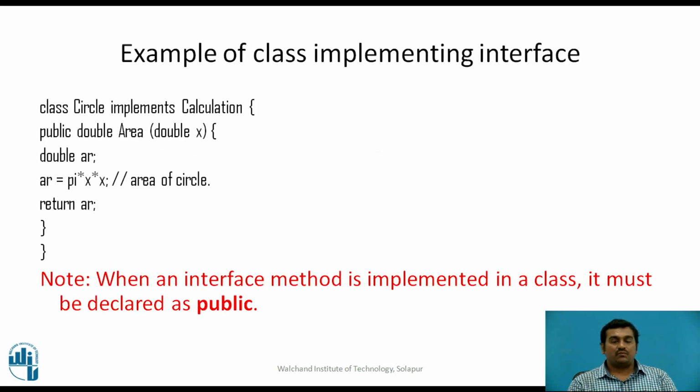Now let us see one example of a class implementing an interface. I have already defined an interface named calculation. Here the class circle implements calculation. Here public double area double x. Public is the modifier, double ar is the variable defined, and ar is equal to pi x square, and return ar. One thing you note here is that when an interface method is implemented in a class, it must be declared as public.